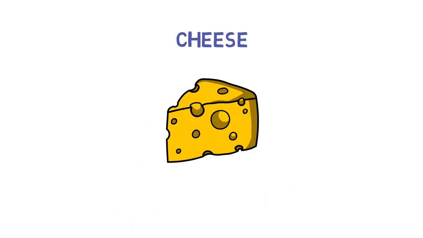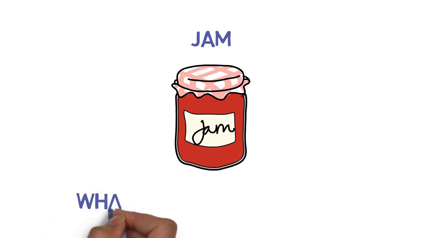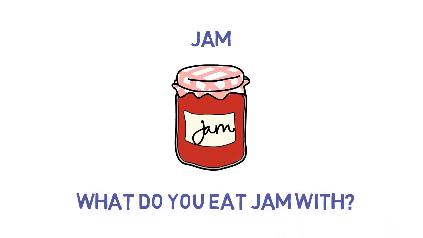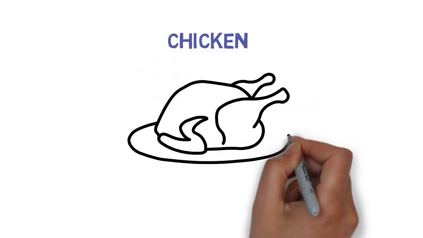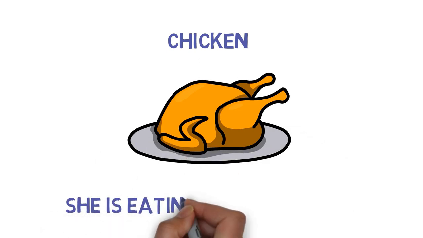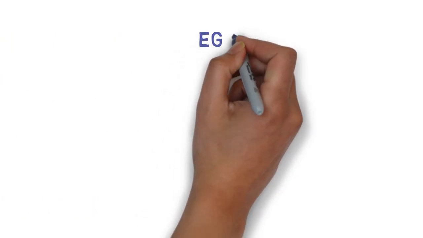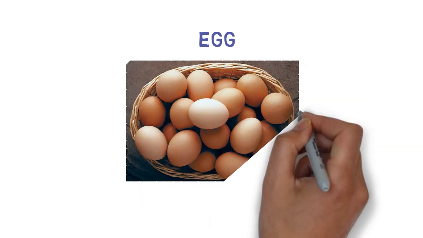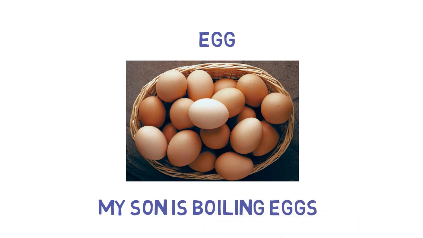Cheese. My son hates cheese. Jam. What do you eat jam with? Chicken. She is eating chicken wings. Egg. My son is boiling eggs.